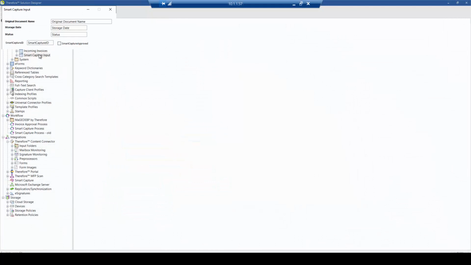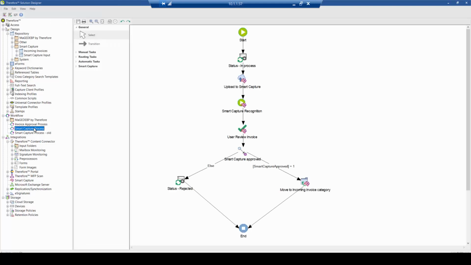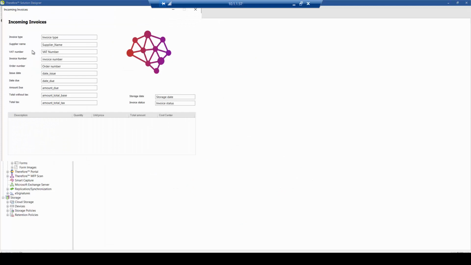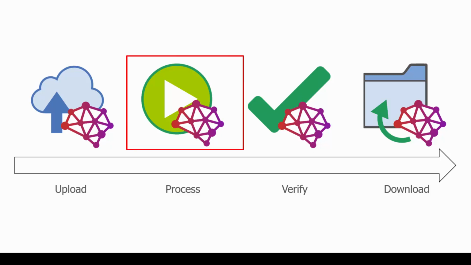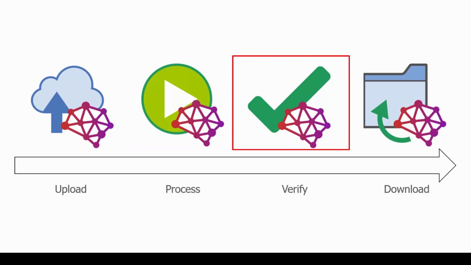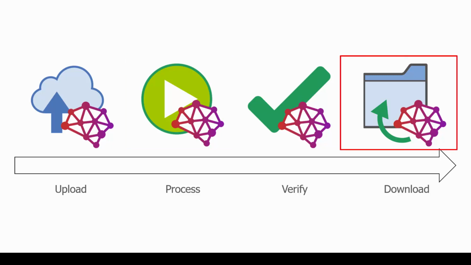The Smart Capture process consists of an input category, a workflow, and an output category. Invoices saved to the input category are uploaded for recognition through a workflow. The system analyzes the invoice and extracts the data. After a manual review by an authorized user, the confirmed data is saved to the output category.